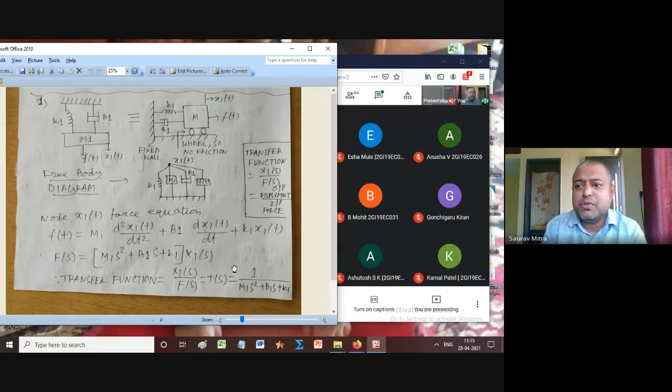If there are two energy storing elements, in this case M and K1, they are the energy storing elements. Hence the transfer function has come to be a square. A square in the denominator means the characteristic equation. So this is the characteristic equation, M1 s square plus B1 s plus K1, and s is having the highest order as 2. Hence the system order is equal to 2.